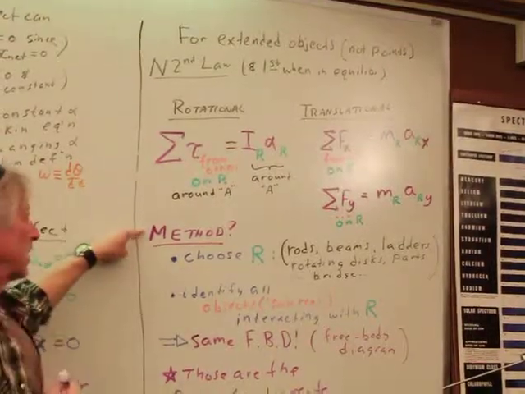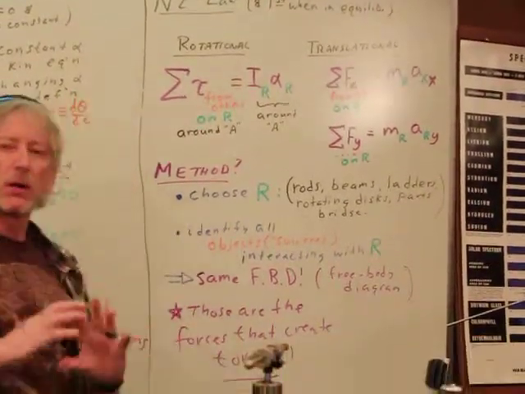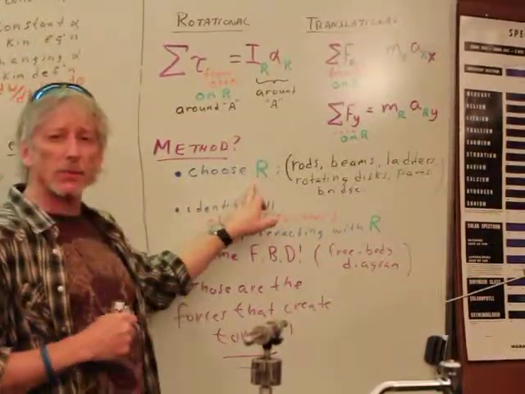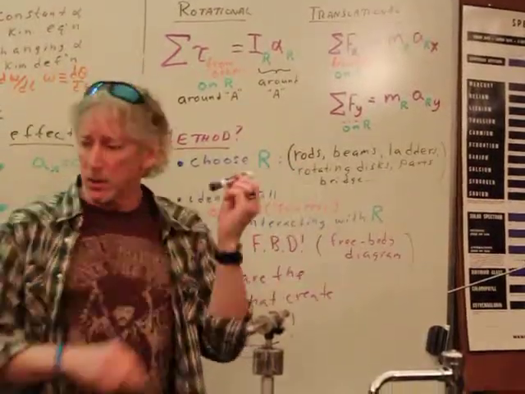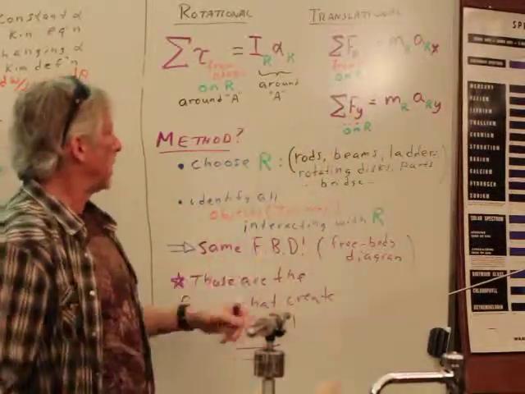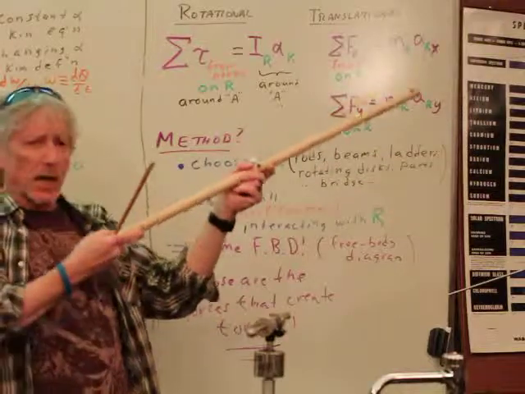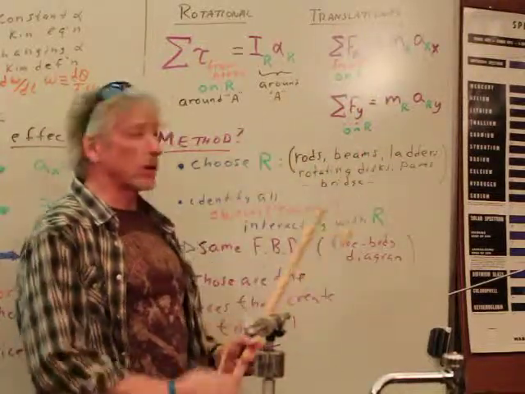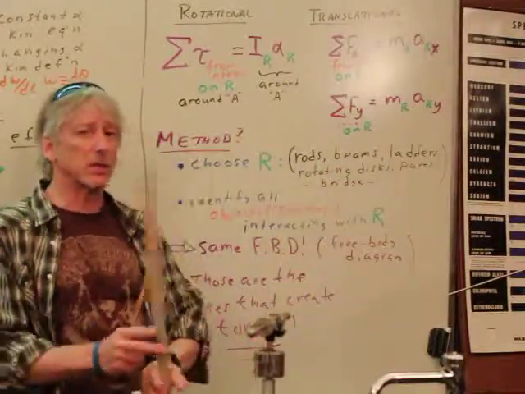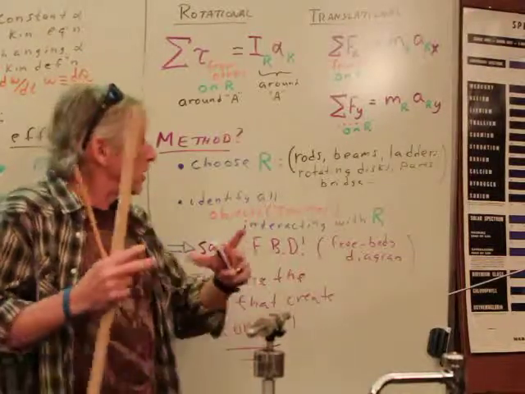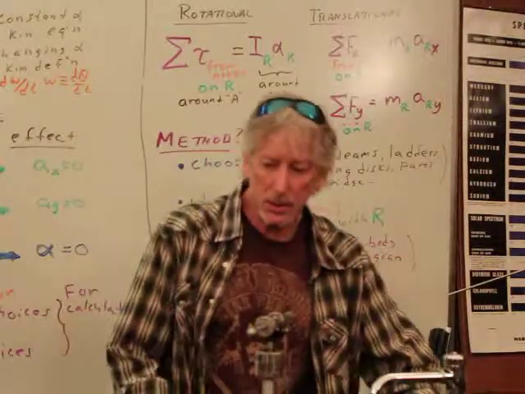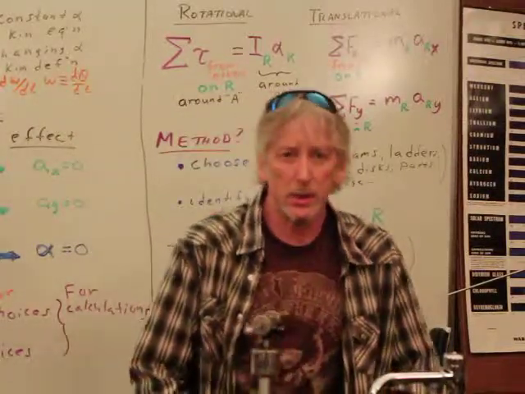So what's your method? The method is the same old thing, good news. So you think it's new, and sometimes your brain short circuits, but you realize, hey, wait a minute, I just have to choose my object. But now my object might be a rod, some sort of thing like this, or a beam that's holding a sign or holding something up, a ladder propped up against a wall, right? That's good. Rotating discs, things that are spinning around. Solid discs, rings.